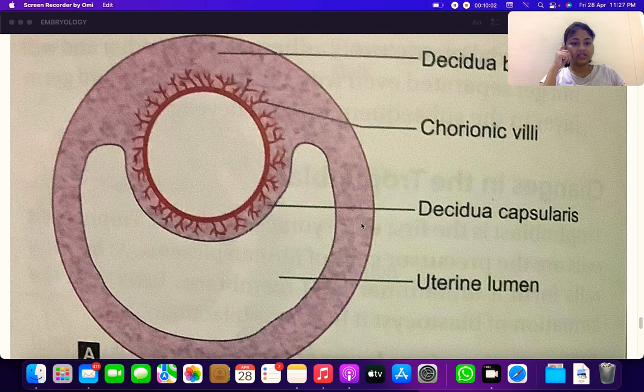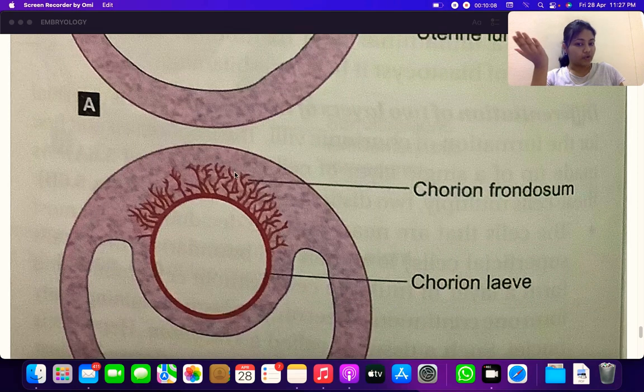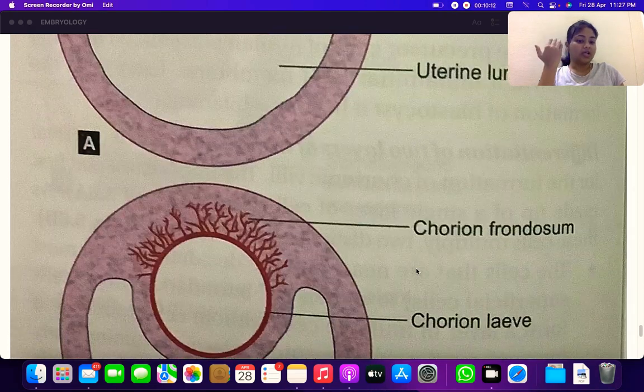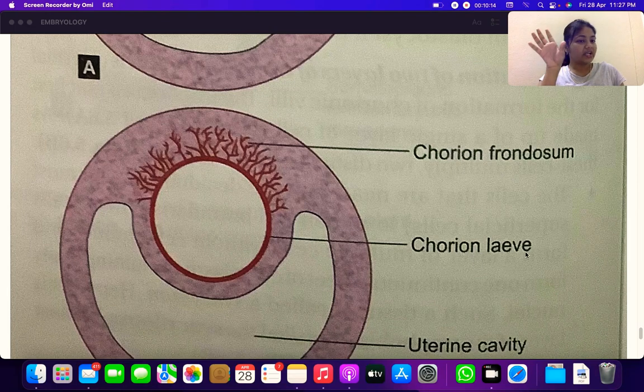So the chorionic villi that are towards the decidua basalis will form the chorion frondosum, and those towards the decidua capsularis will form the chorion laeve. This chorion laeve is short-term and it will disappear because of pressure as expansion happens, and the frondosum will form the fetal part of the placenta.